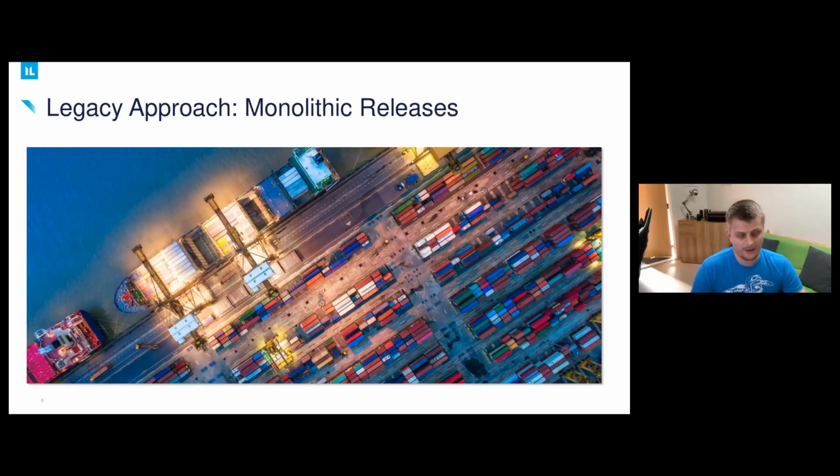And you also had big monolithic releases. We're talking about a quarterly release or even a biannual release, maybe even more than that, like an annual release. This meant things went out in big, massive bulks. If you think of something similar to a cargo ship, it's a big, massive chunk of change going out.